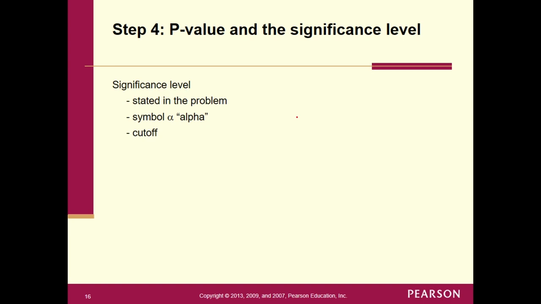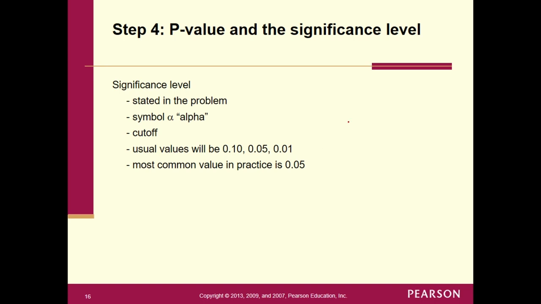And what do I mean by a cutoff? What I mean is that if the p-value is less than our cutoff, we do one thing. If it's greater than the cutoff, we do something else. Usual values will be pretty small, like 0.1, 0.05, or 0.01. The most common value in practice is 0.05. So if you do a problem and no alpha was stated, set it to 0.05, because that's the most common one used in practice.